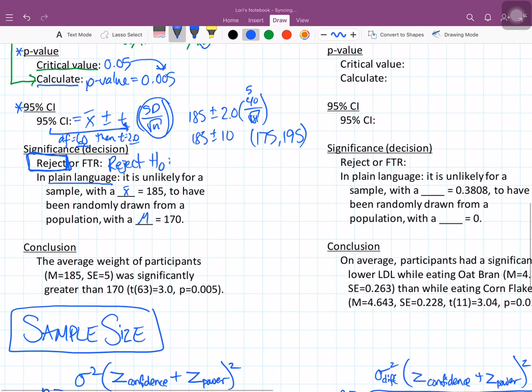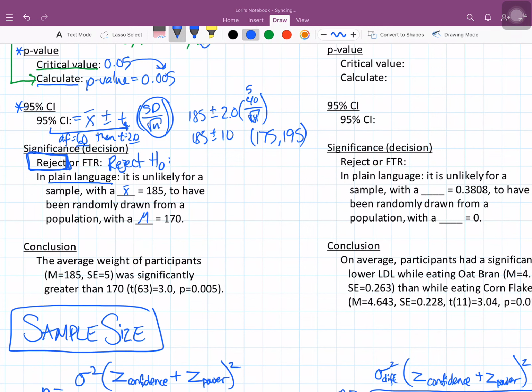In conclusion, if we were to morph this into the language of t-tests, the average weight of participants, mean 185, standard error equal to 5, was significantly greater than 170. And here you see the new terminology. We have t, so our t-value, and 63 is the degrees of freedom. Remember, the degrees of freedom is equal to n minus 1, so that's 64 minus 1, which is 63 in this case. And here's our t-value, and the p-value that goes with that is 0.05.